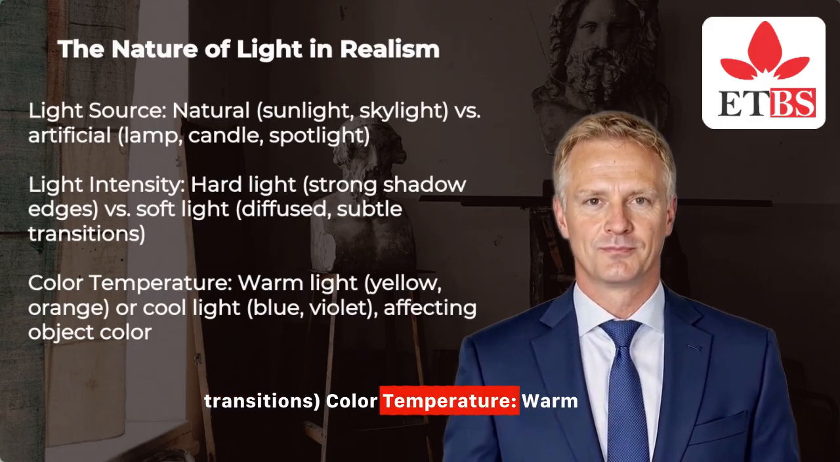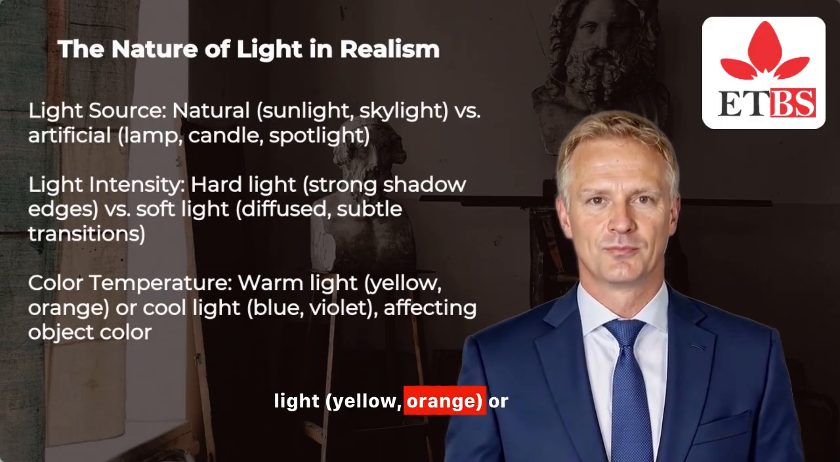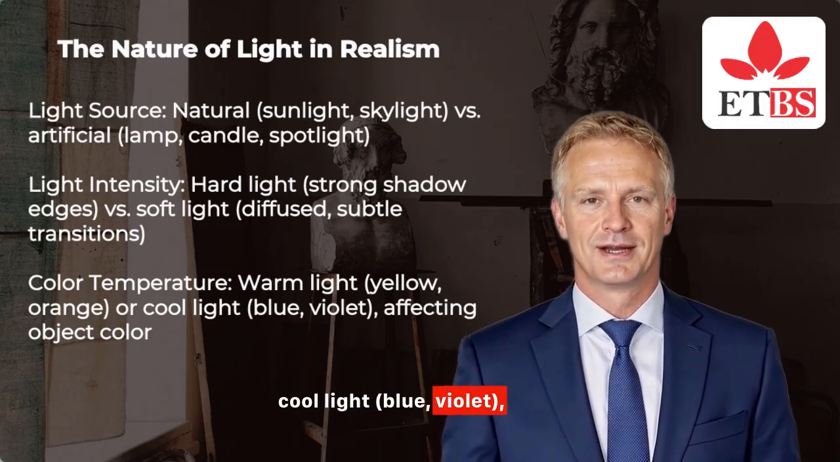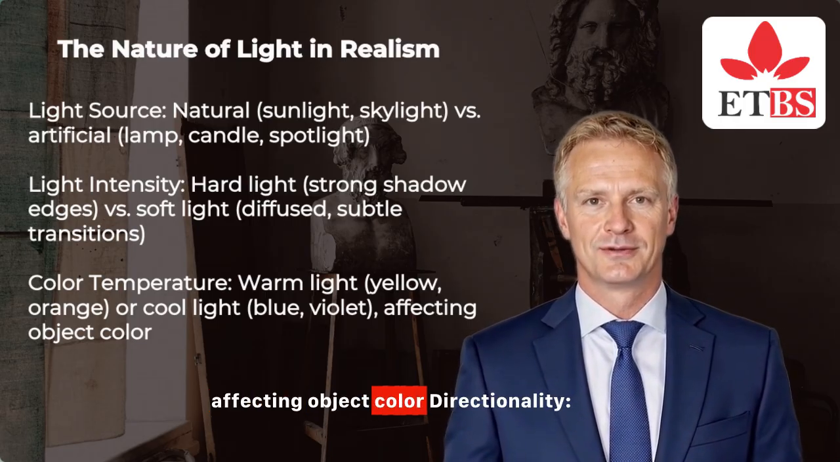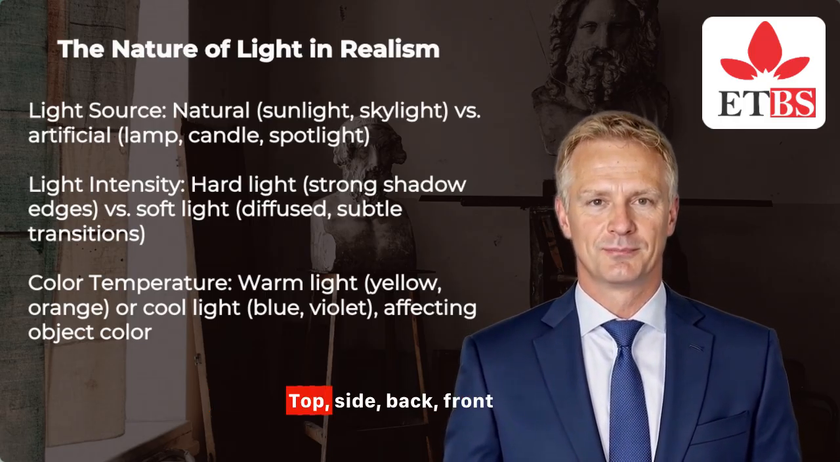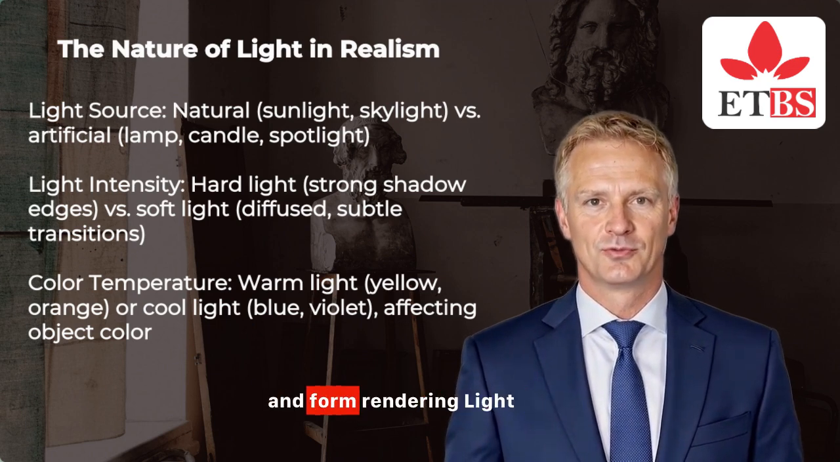Color temperature: warm light, yellow-orange, or cool light, blue, violet, affecting object color. Directionality: top, side, back, front. Each type influences mood and form.